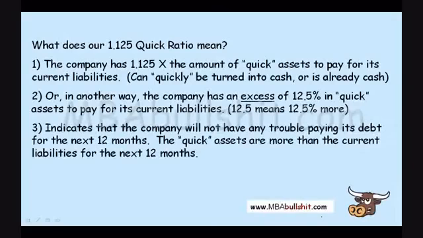Remember, current assets means easily convertible to cash within the next 12 months. Current liabilities means liabilities which need to be paid in cash within the next 12 months. So the quick assets are more than the current liabilities for the next 12 months, and these quick assets can be used to pay for these liabilities. In fact, this company has an excess of 12.5% in quick assets.